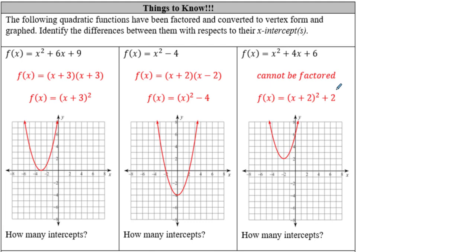So some things to know. I went ahead and just did all this for you so we could save a little bit of time, but I want you guys to be able to recognize the differences between these graphs here. It says here the following quadratic functions have been factored and converted to vertex form and graphed. I want you to identify those differences between them with respects to their x-intercepts. So go ahead, pause the video, think about it for a little bit, and then answer these questions down at the bottom, and then come on back.